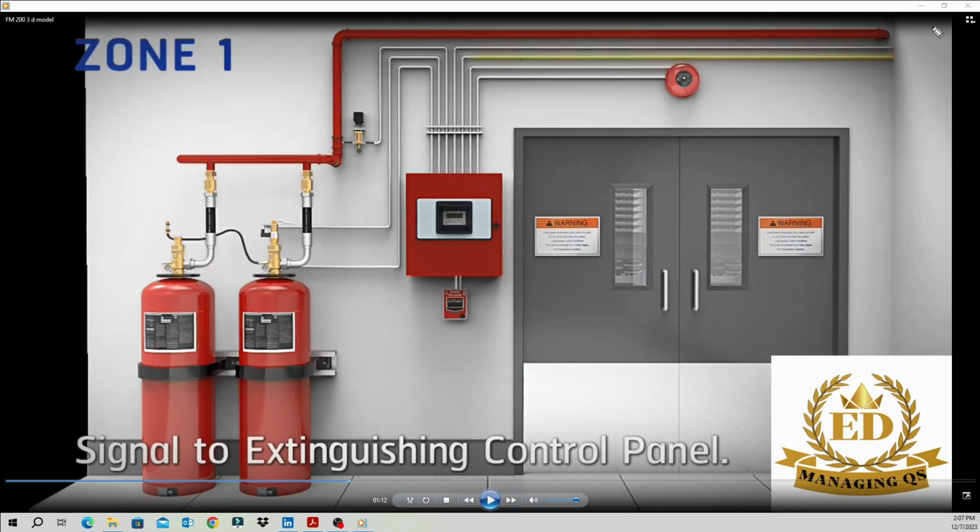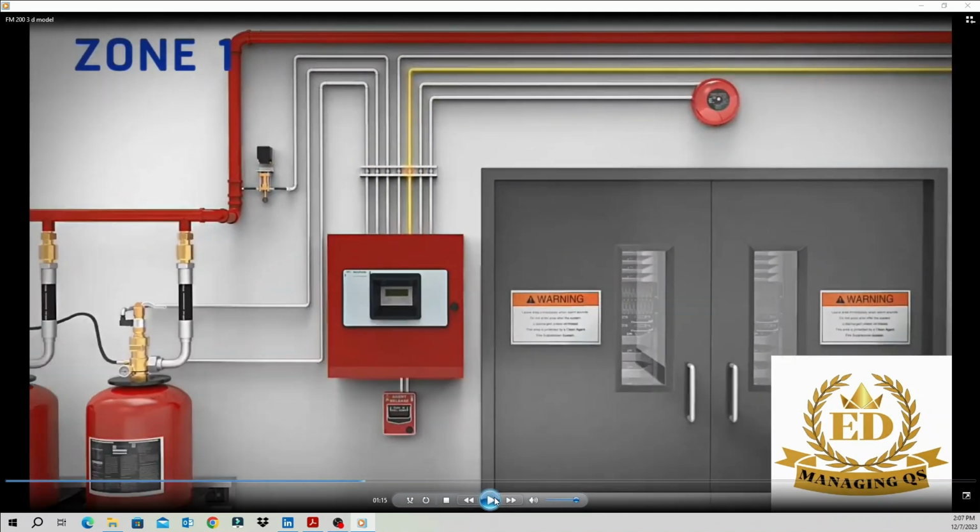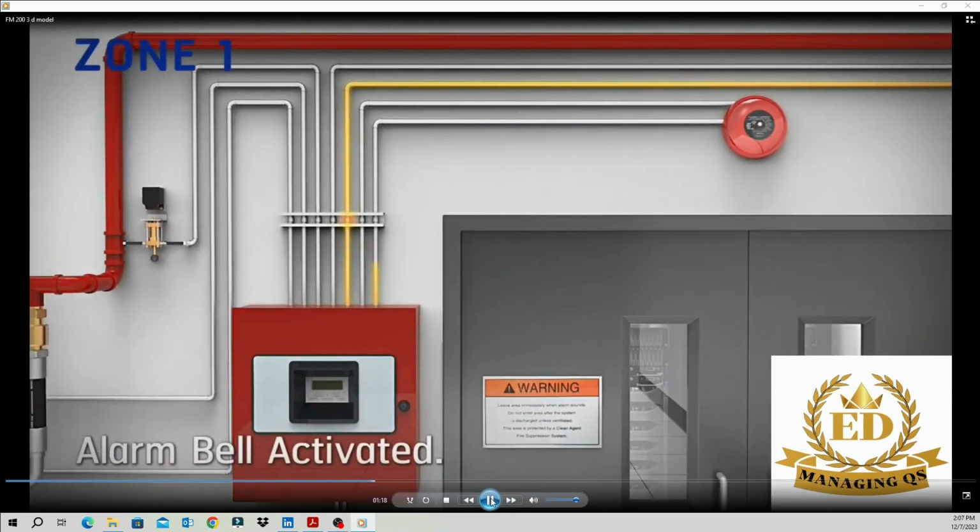You can see the signal, the yellow color, coming through the cables to the main control panel. Just imagine how it works. The signal is coming to the control panel. Then what happens? The control panel immediately sends the signal to the alarm, so the alarm will start immediately. Then you can see what will happen next.